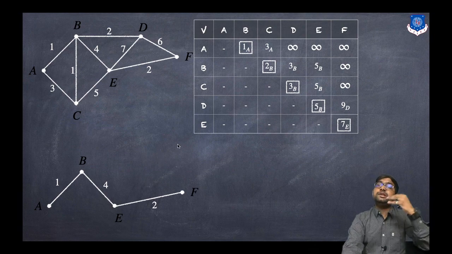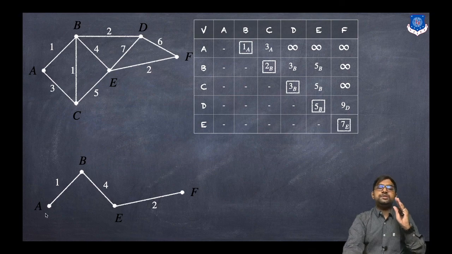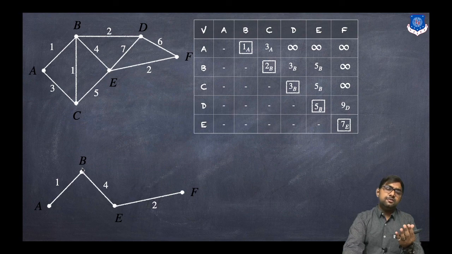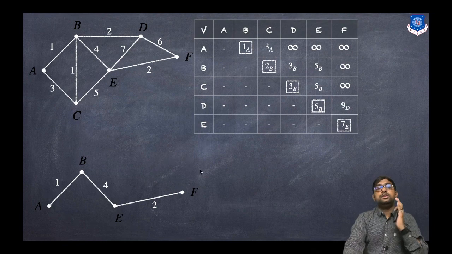Now jump to the column of B. We are reaching B via which vertex? A. So that means A to B. So we have covered A to F. We have found the one path which is shortest: A, B, E, F. So this will be the path with the minimum distance, that is 7. Okay, so this is how you can find the shortest path using Dijkstra's algorithm.